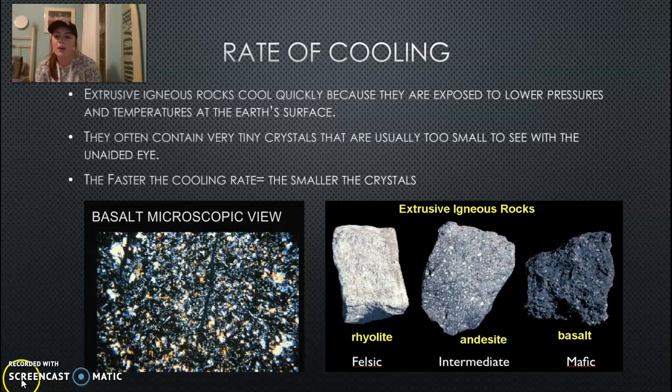So down here at the bottom is a picture of basalt at a microscopic view. It shows the tiny little crystals that we cannot see without a microscope. And over here on the right side is just some examples of some extrusive igneous rocks.